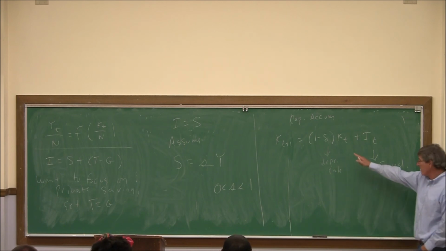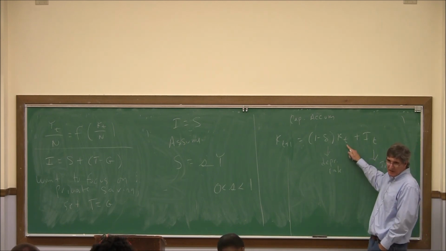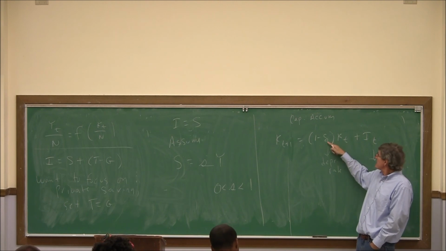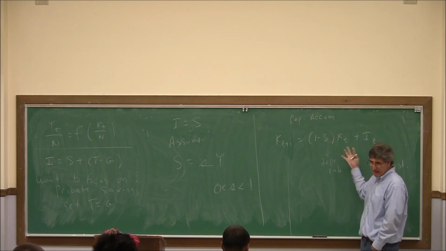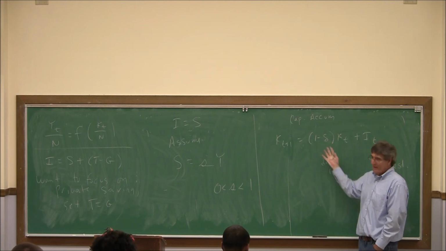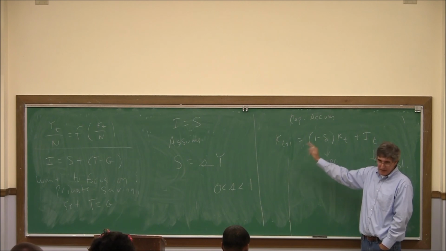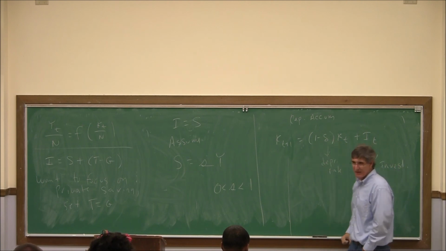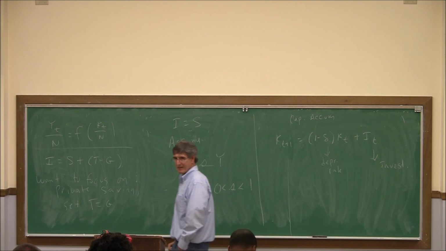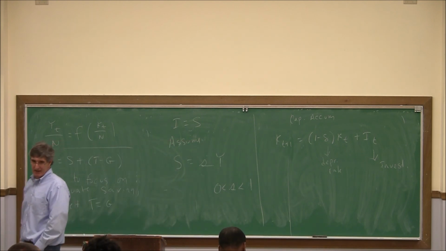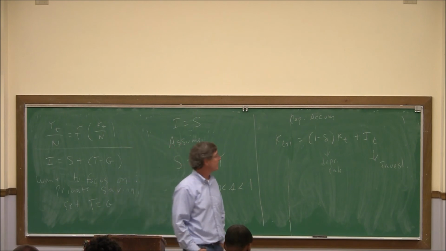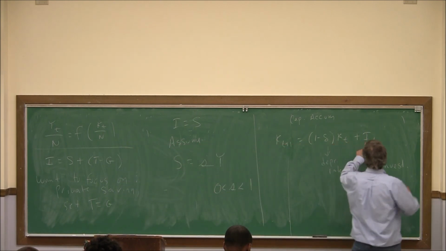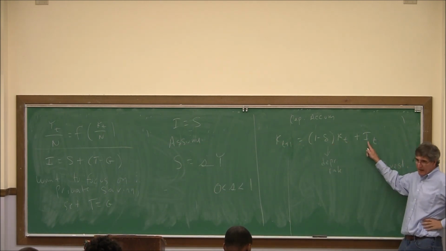Start with some capital at time t, and say the depreciation rate is 5%. 5% of it depreciates, so 95% of it's left over and goes into the next period. So 1 minus the depreciation rate is the capital that survives. Depreciation rate times capital is the stuff that's destroyed through normal depreciation. And this is what you add to the capital stock.